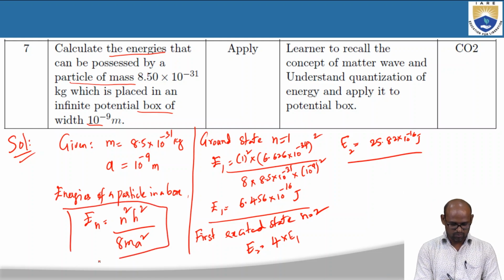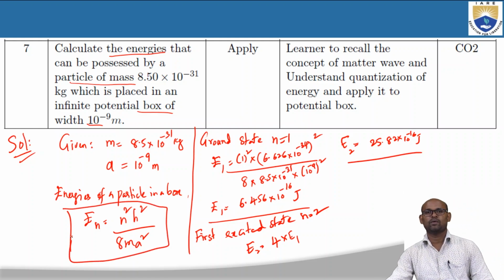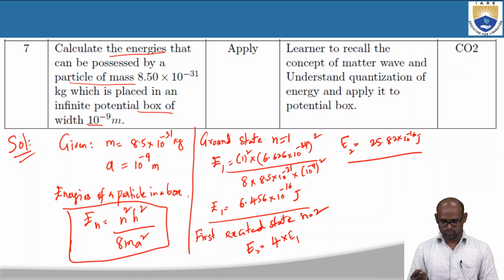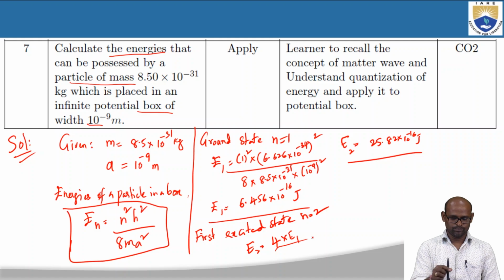So we need to know the formula for the energies of a particle that is trapped in a box, that is n square h square by 8 m a square. If we know this formula, and if we know Planck's constant and the mass of the particle, an electron for example, or any other particle, then we can substitute the values and get the different energies: ground state, first excited state, second excited state, and so on. Okay, let us go to the next problem.